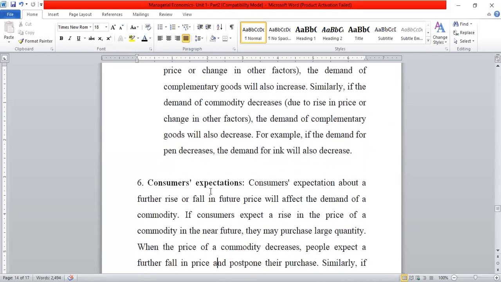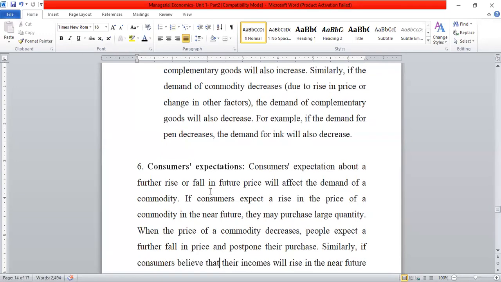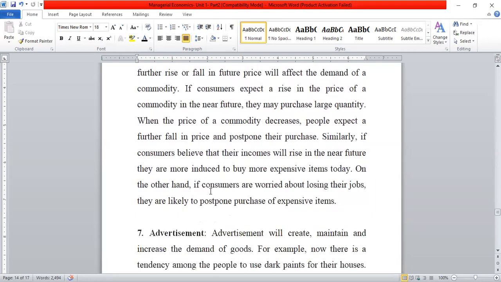Then consumers' expectations. Expectations about a fall or rise in the price of goods in the coming future will also affect the demand for the commodity. If consumers expect a rise in the price of a commodity in the future, they may purchase a large quantity of that good. And when the price of a commodity decreases, people expect a further fall in the price and postpone the purchase to another period of time.